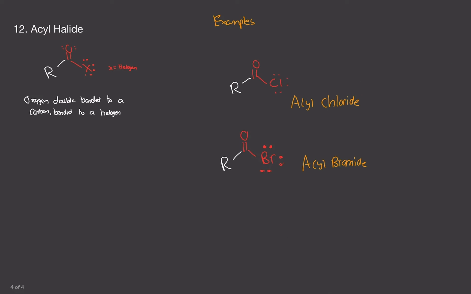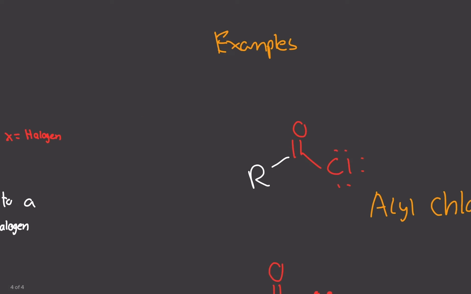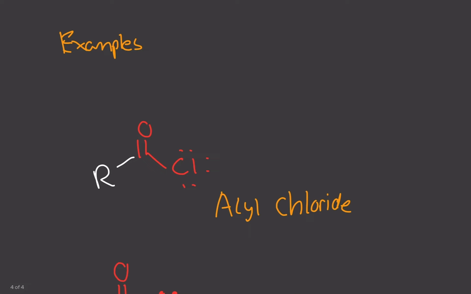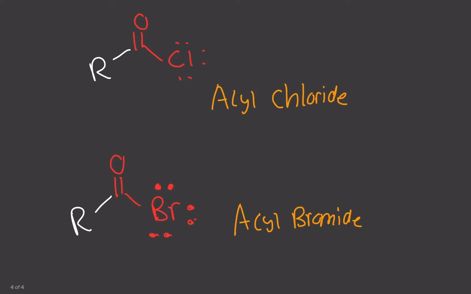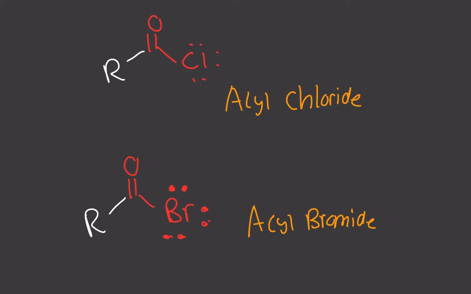Now for the most boring one. This is an acyl halide. All we did is replace the R group with X. X is any halogen, so iodine, bromine, chlorine, any of those. Here's a common one, acyl chloride. The X is basically a chlorine now. So it's any halogen. So this is acyl bromide, because it's a bromine atom. So just replace the X with any of the halogens.